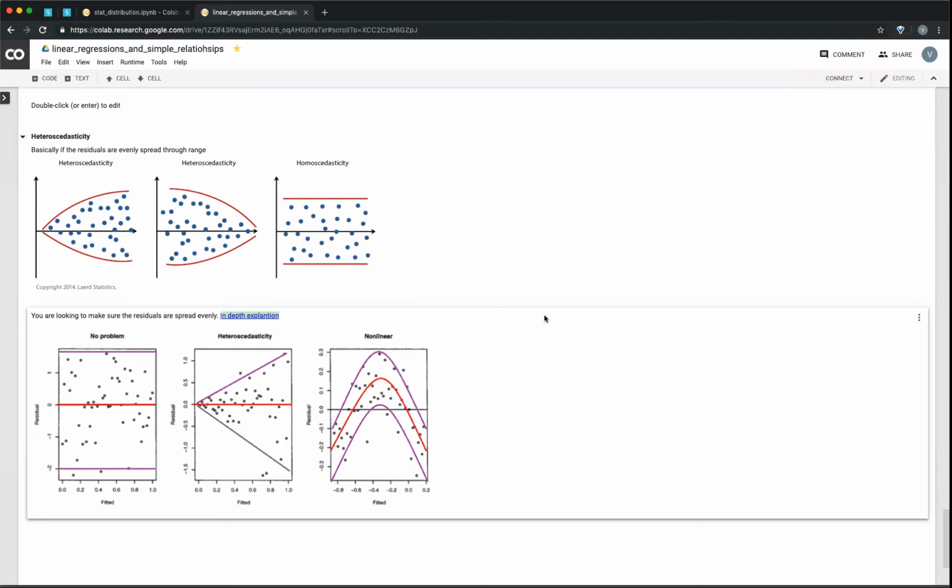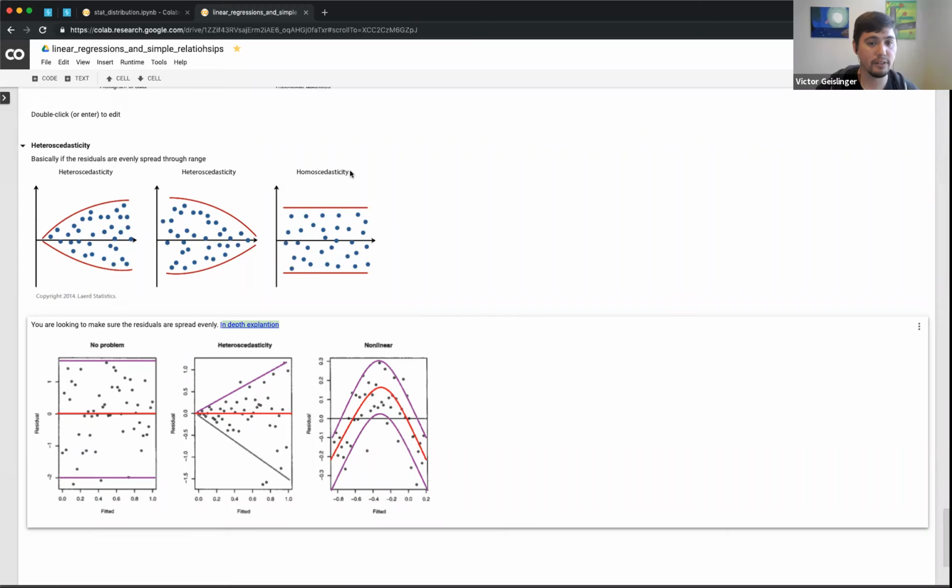But always going into more detail always helps. Can you just remind us the difference between the hetero and the homo again? Yeah, so you're talking about heteroscedasticity here, right?